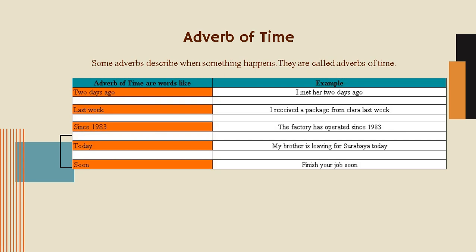Adverbs of time are words like 2 days ago. For example, I met her 2 days ago. Second, last week. For example, I received a package from Clara last week. Third, since. For example, the factory has operated since 1983. Fourth, today. For example, my brother is leaving for Surabaya today. Fifth, soon. For example, finish your job soon.